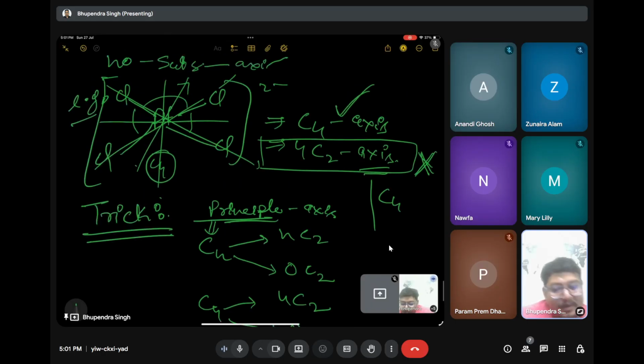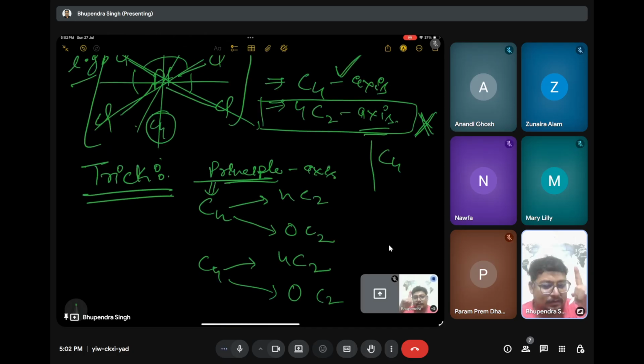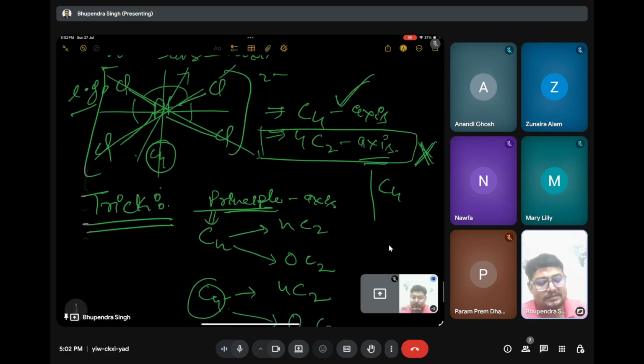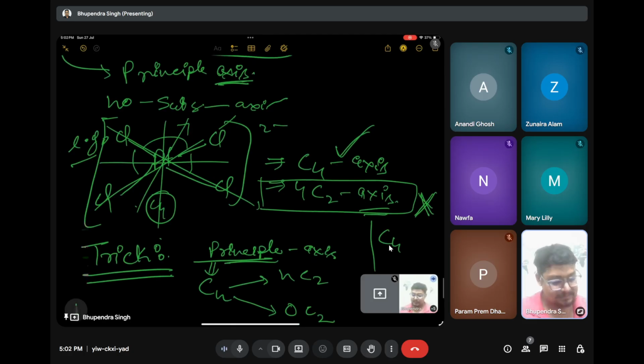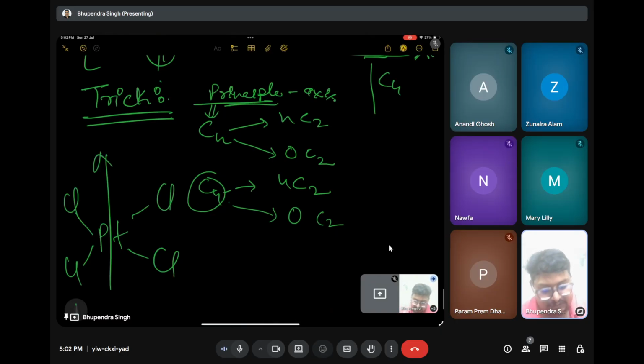So if you determine only one C2 axis after the principal axis, you will simply say, oh no, I don't want to see any other C2 axis. I know I have determined one principal axis, which is C4, and one C2 axis. Let's say you have seen this molecule, PtCl4, and this is the C2 axis. If you flip this molecule, you will get the similar equivalent structure, not the identical one.